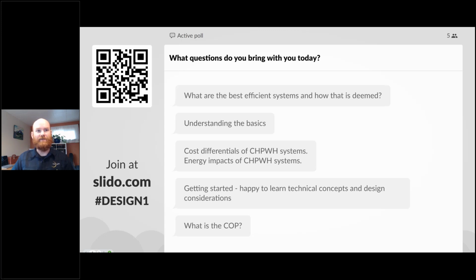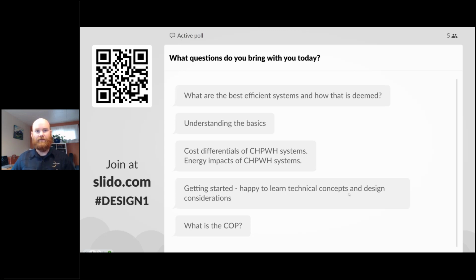Cost differentials of commercial heat pump water heating systems, energy impacts of commercial heat pump water heating systems. We're definitely going to go over energy impacts today. We are going to get into cost as it relates to sizing of these systems in the next session, which is, I believe, next week on Tuesday morning. Please join us for that. We can make these systems very cost effective, and that might mean approaching the sizing of the commercial heat pump water heating system differently than we've approached sizing of a traditional gas or electric resistance system. So great information there in our session 2.